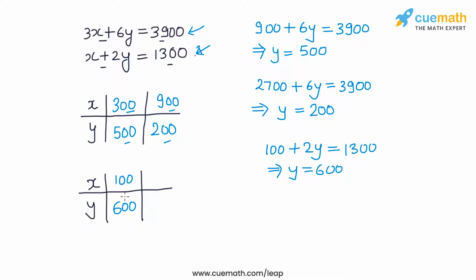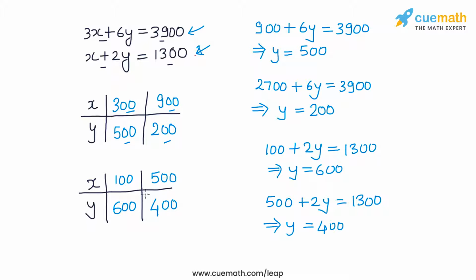Now let's take x equal to 500. So what do we get as y? We have x plus 2y, or 500 plus 2y equal to 1300, and this gives me y equal to 400. So corresponding to x equal to 500, y is equal to 400 in the second equation. So two solutions for the second equation are 100 comma 600 and 500 comma 400. Now let's plot these 2 points and then draw the line through them.